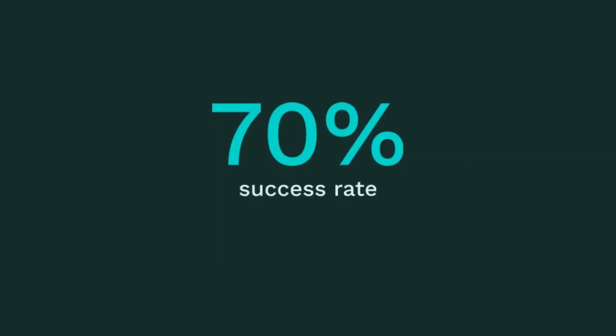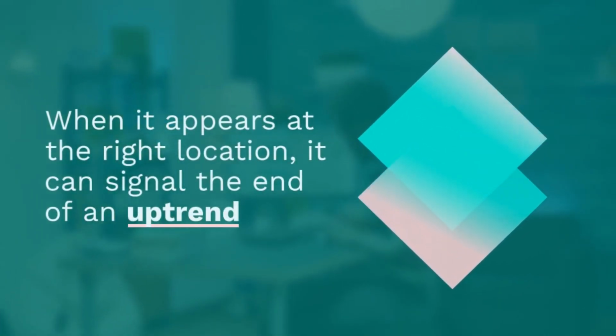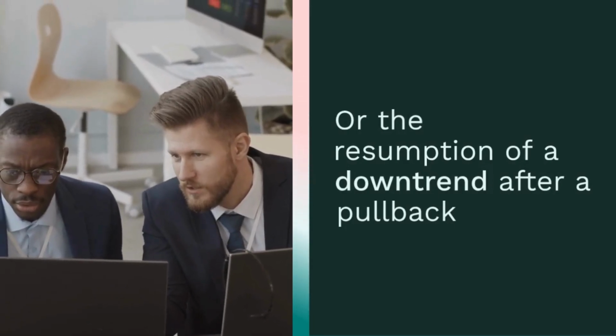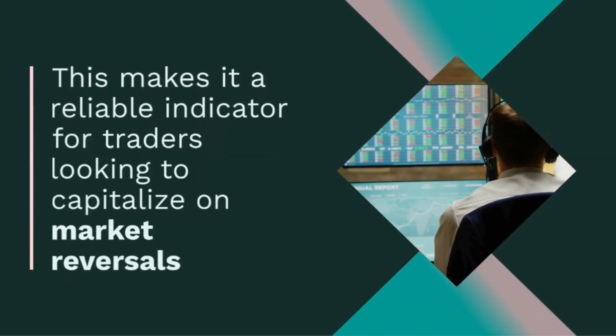The three outside down pattern boasts a success rate of 70%. When it appears at the right location, it can signal the end of an uptrend or the resumption of a downtrend after a pullback. This makes it a reliable indicator for traders looking to capitalize on market reversals.